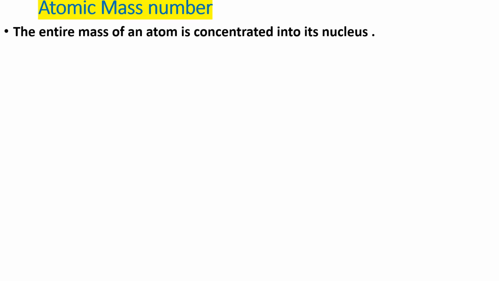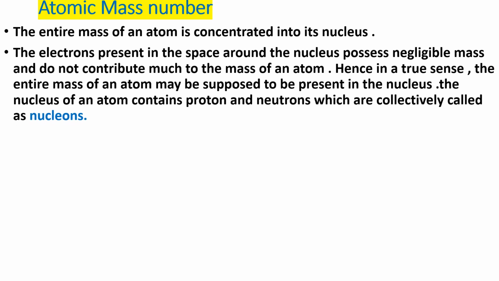Second point, that is atomic mass number. The entire mass of an atom is concentrated in its nucleus. The electrons present in the space around the nucleus possess negligible mass and do not contribute much to the mass of an atom. Hence, in a true sense, the entire mass of an atom may be supposed to be present in the nucleus.